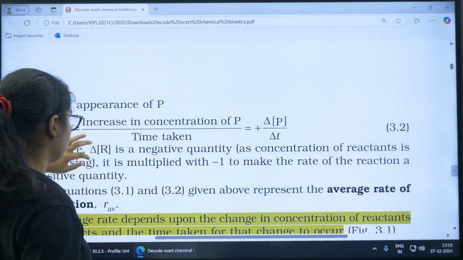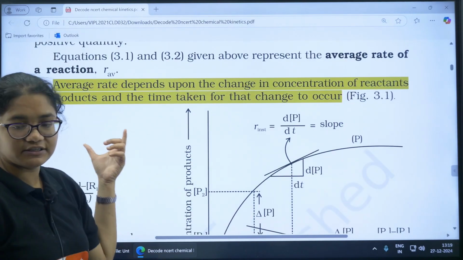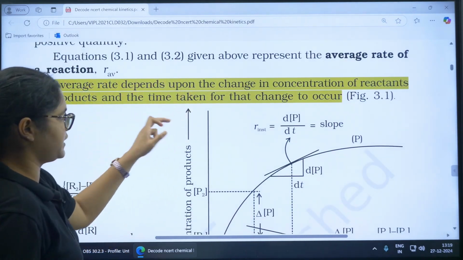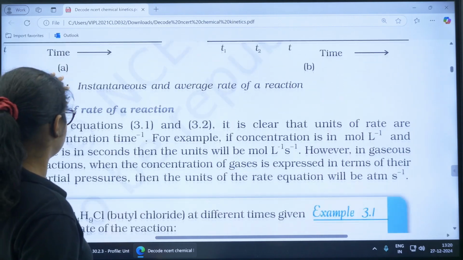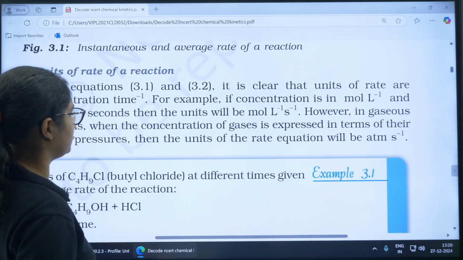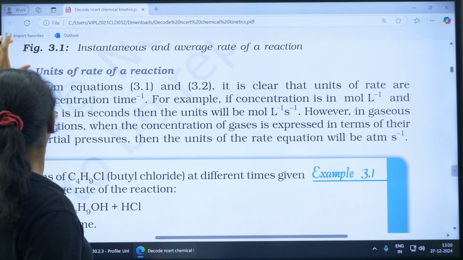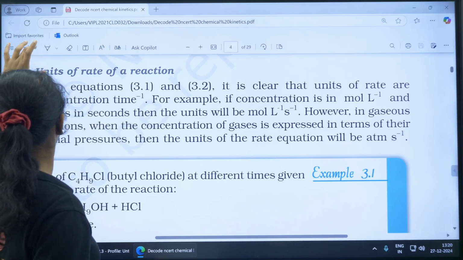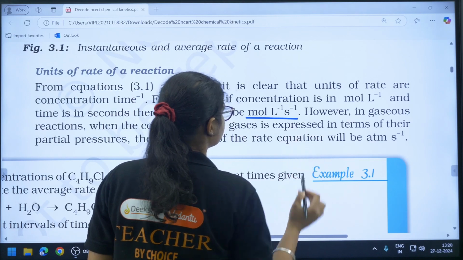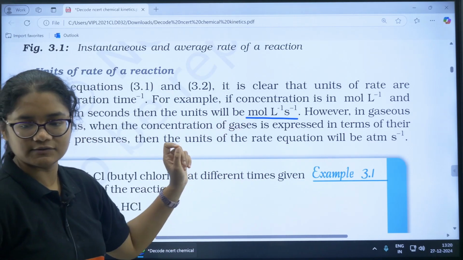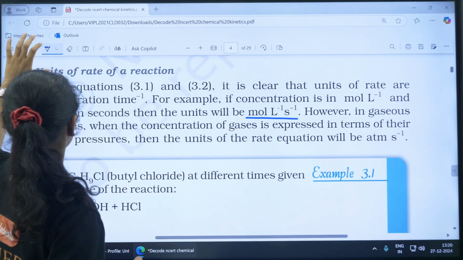Now coming here, we have something about average rate. What is the definition of average rate? Highlight this part, this can be asked. Next we have the units of the rate of the reaction. This is also very important. One second, let me underline this one. So, units of the rate of the reaction. Please highlight this one, this is also a very important question.